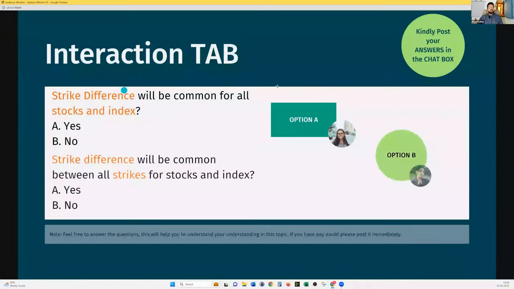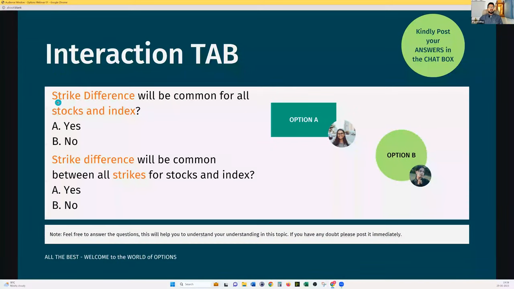Now let me come back to the interactive session. From now onwards, the questions will be quite tricky. Earlier you understood things very clearly because the questions were very easy. From here onwards, I will have changed a few words in order to confuse you. So now it's your turn to answer in a proper way.